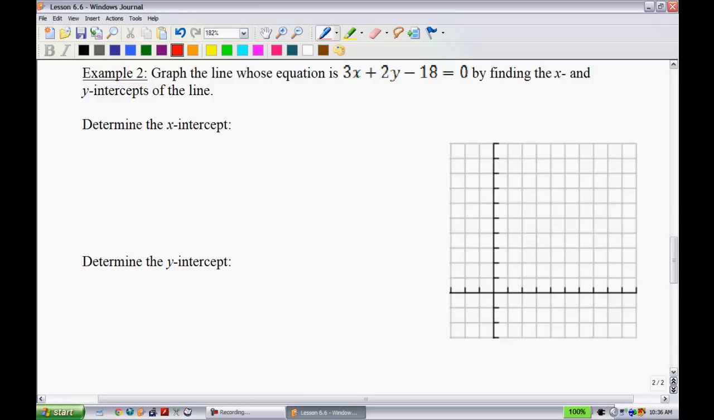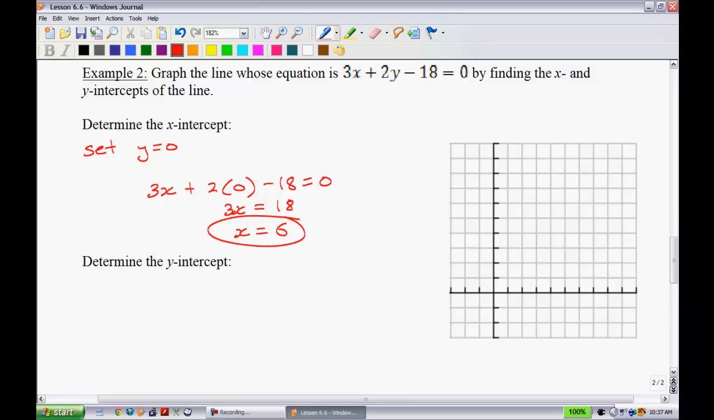So if you take the equation 3x plus 2y minus 18 equals 0, and you want to find the x-intercept, what you're always going to do is set the opposite variable, so I'm going to set y equal to 0. So when I do this here, I have 3x plus 2, and I'm going to substitute in a 0, minus 18 equals 0. And then I'm just going to solve for x. When I do this, I have 3x, I'll move the 18 aside, equals 18. Dividing by 3, I end up getting x is equal to 6, like so.